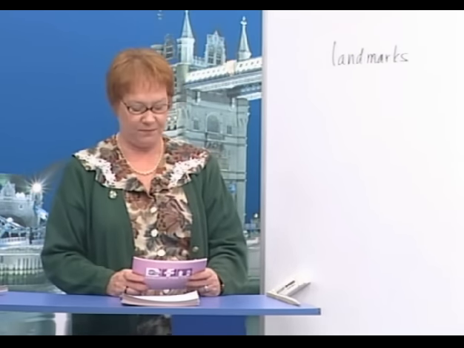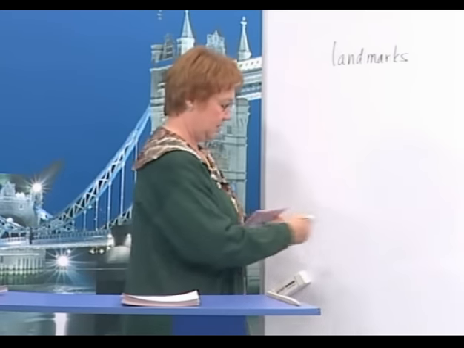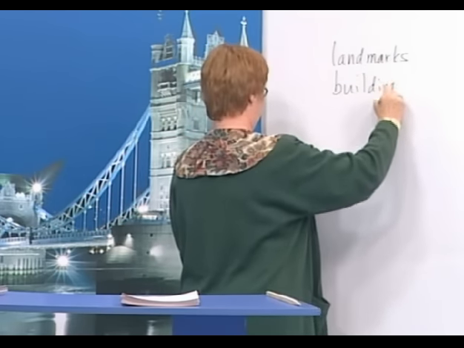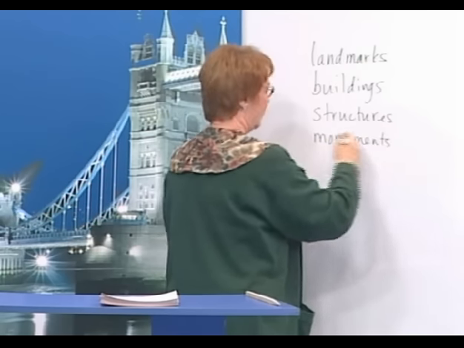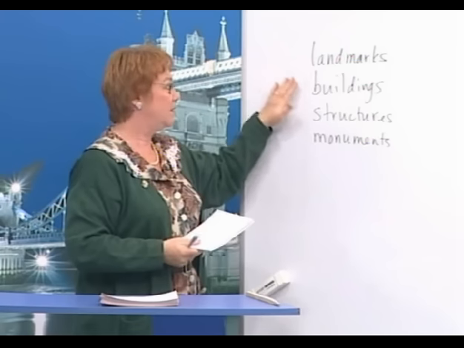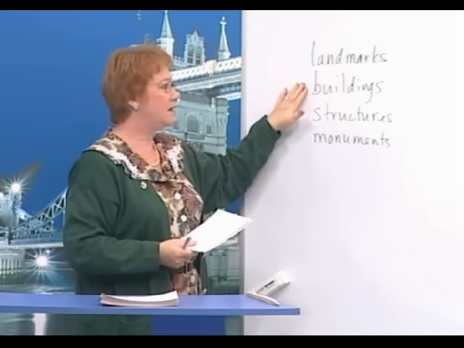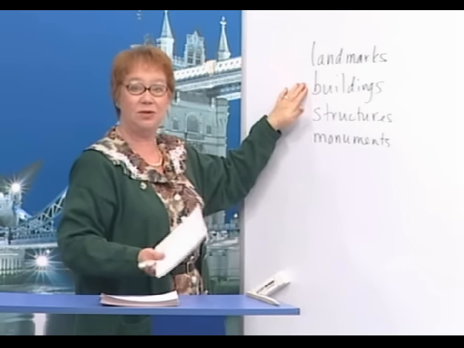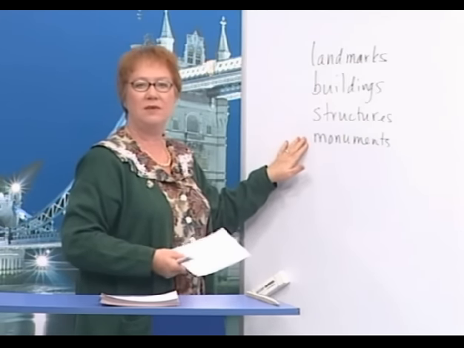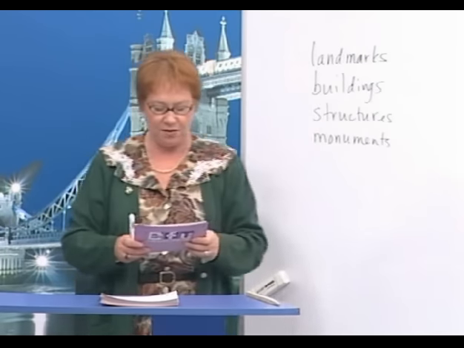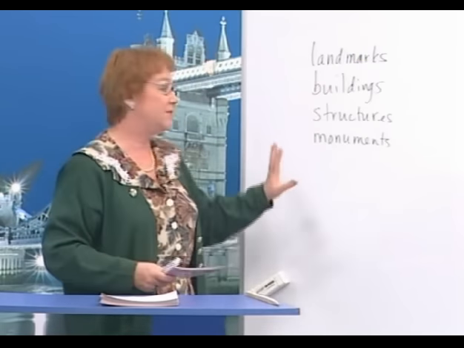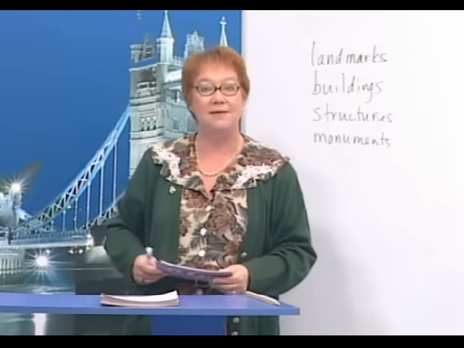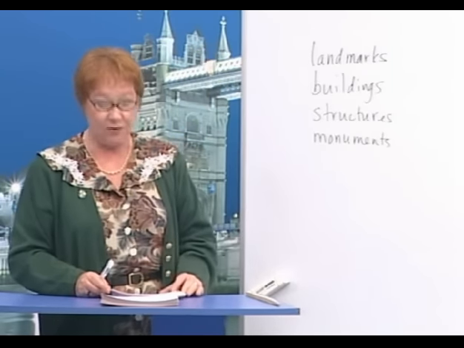Now, some geographic features are not natural. They're made by people. We can call them landmarks, special buildings, structures, or monuments. So these are landmarks built by people. A building might be somewhere that someone lives or uses. A structure is not for living, and a monument is to remember somebody by, for example. We can also use structures like a bridge. People sometimes visit these on their vacations, and here are some. Maybe you know some of these, or maybe you visited some of them.